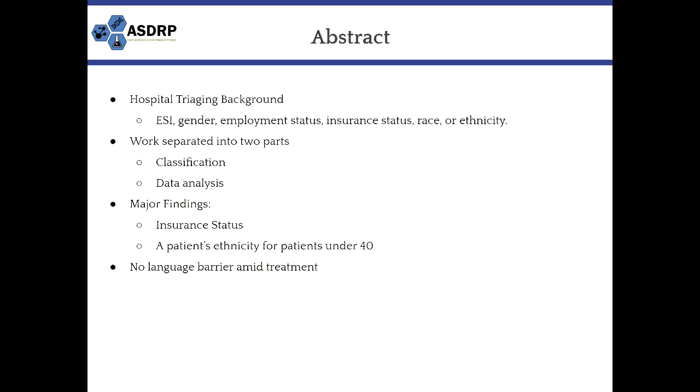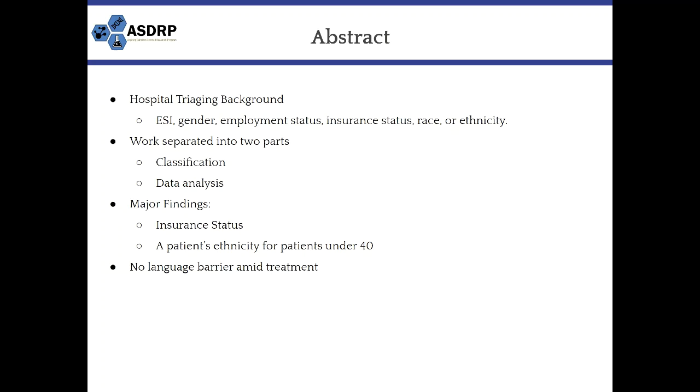And our research is divided into two tasks, and we want to focus on investigating whether or not ESI, or how patients are prioritized in the hospital triaging system, is in any way related to the other secondary provided factors like gender, employment status, insurance status, etc. So our work was divided into two parts, the first of which was a classification task, in which we used a random forest to classify patients into two categories. The first one being their admission into the hospital, and the second one being their discharge.